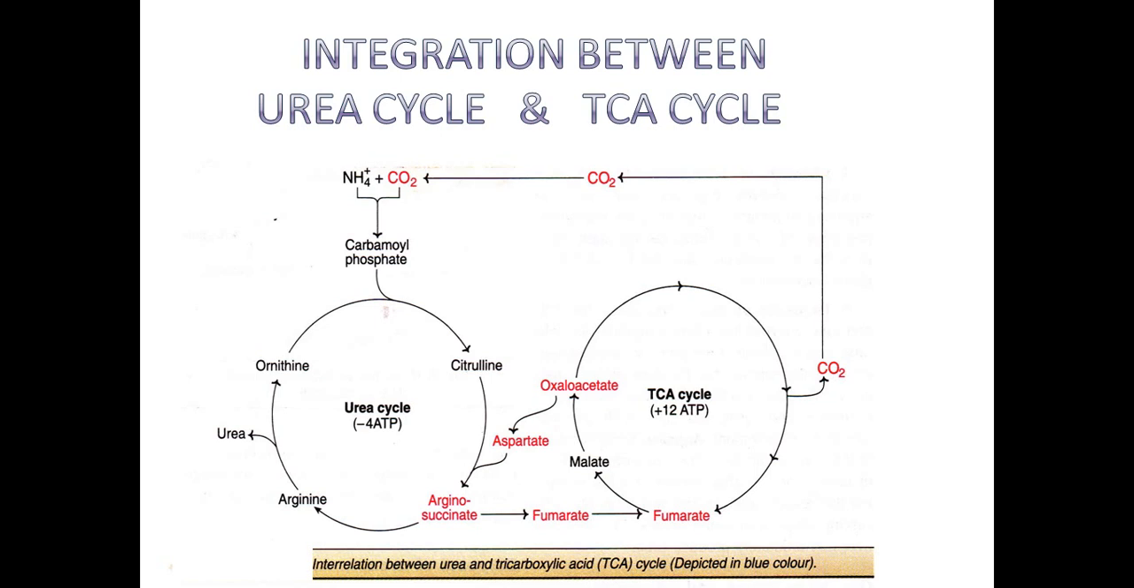Now this arginosuccinate undergoes cleavage into arginine and fumarate. This fumarate enters into the TCA cycle where it gets converted to malate, and malate in turn results in the formation of oxaloacetate, and oxaloacetate again by reaction with glutamate is converted into aspartate. So this is how the urea cycle is related with the TCA cycle.